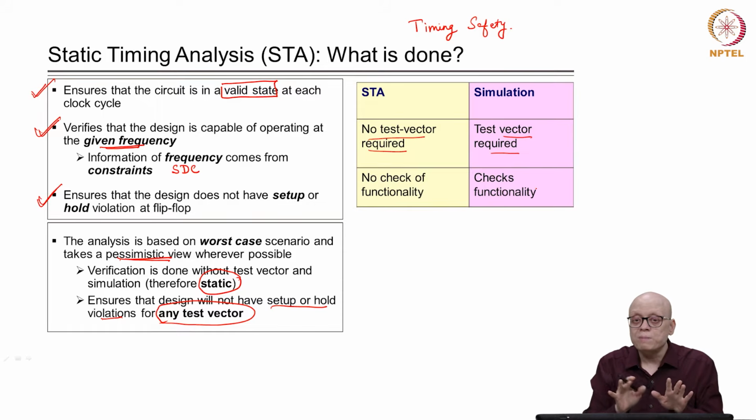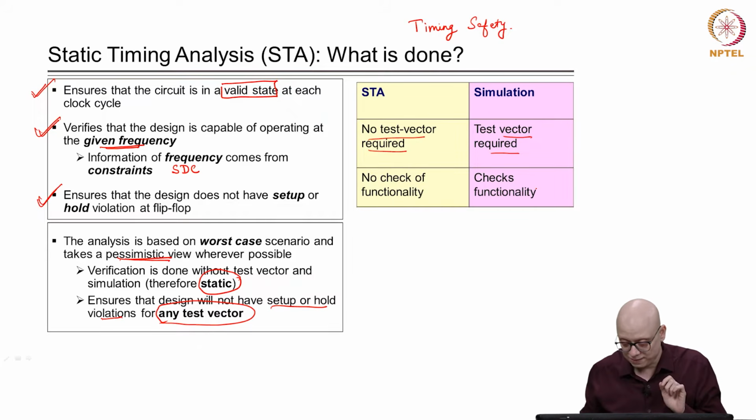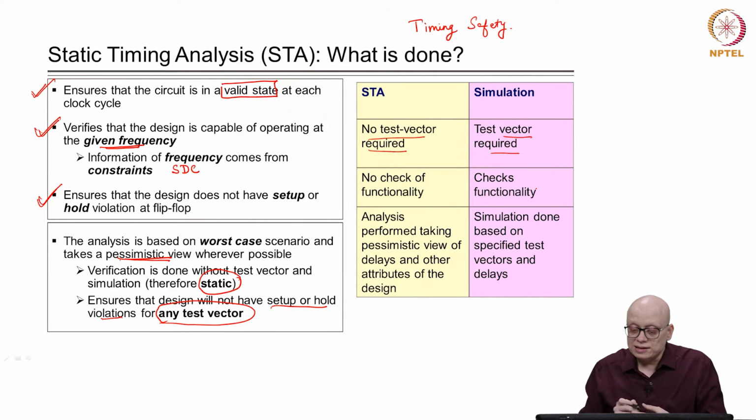So here we are verifying only the timing in static timing analysis, not the functionality of our design, right? So in STA, what is the mechanism? In STA, the analysis is performed taking a pessimistic view of delays and other attributes of the design, and simulation is done based on the specified test vectors and delays. So these are some of the important differences between STA and simulation.